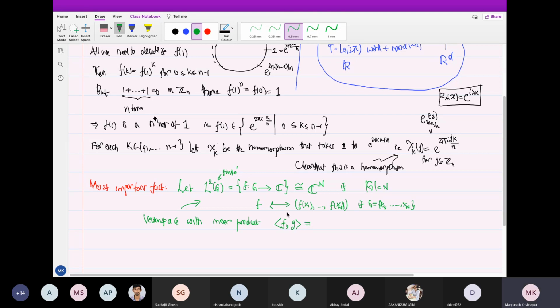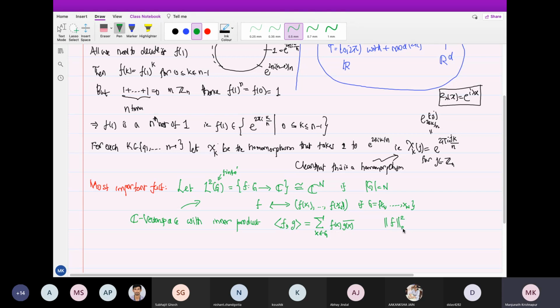If you take this ordering, what is the inner product in Cn? You take the corresponding coordinates, multiply with the second one conjugated, and then add them up. So irrespective of the order, this will give me the sum over x in the set of f(x) g(x) conjugate. So this is the inner product. L2 of G is a complex vector space with this inner product, and the corresponding norm will be denoted.